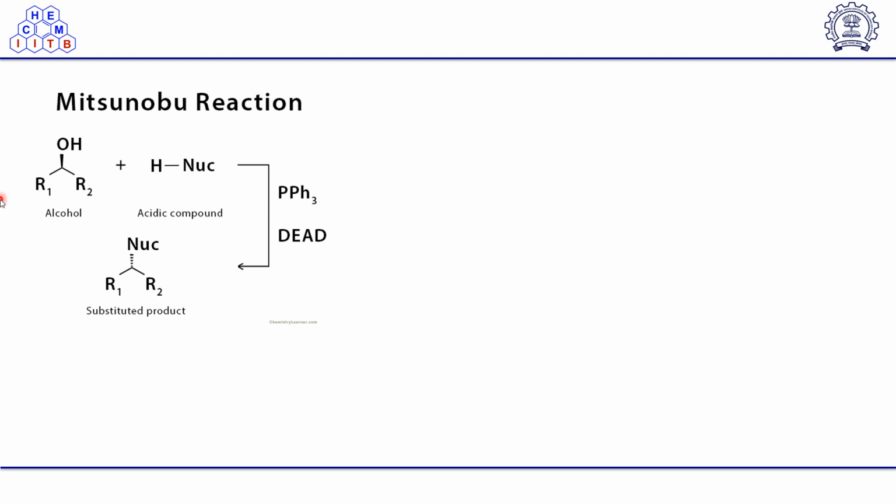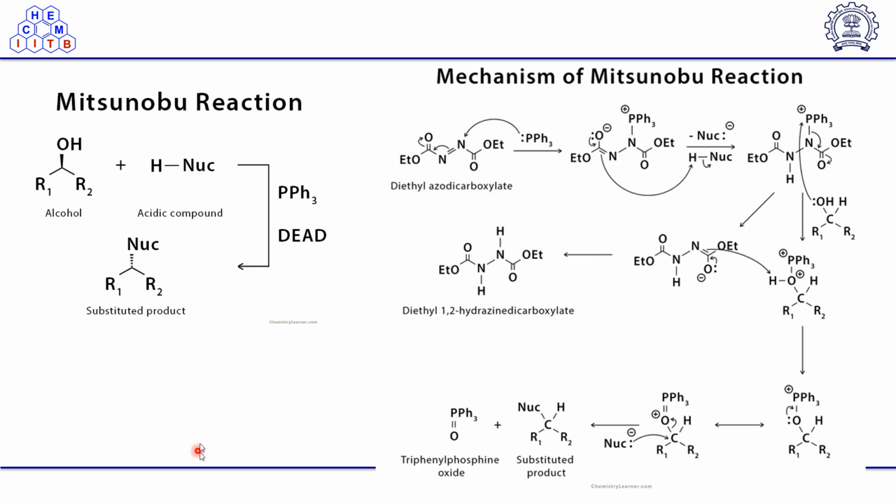It is basically the inversion of stereochemistry at this center. It is a nucleophilic substitution, but in an essential manner, that is, the stereochemistry of this alcohol will be changed in the substituted product, and the reagents used are PPh3 and diethyl azodicarboxylate. The mechanism of this reaction is like this. First, this PPh3 will get coordinated with this nitrogen, and here it will be O minus, this diethyl azodicarboxylate.